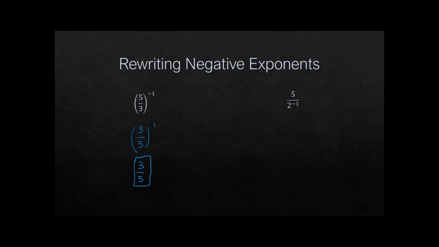My second example here, we have 5 times 1/2 to the -1. When we take the reciprocal, we're only taking the reciprocal of what has the negative exponent. In the example on the left, the whole thing had a negative exponent, so you take the reciprocal of the whole thing. Here, only the 2 has the negative exponent.